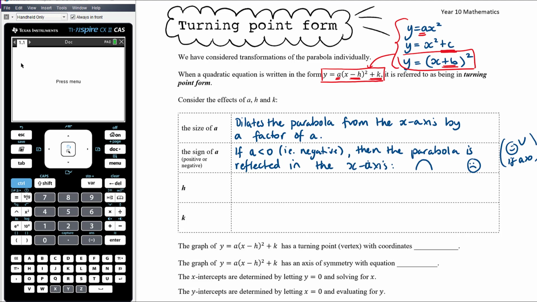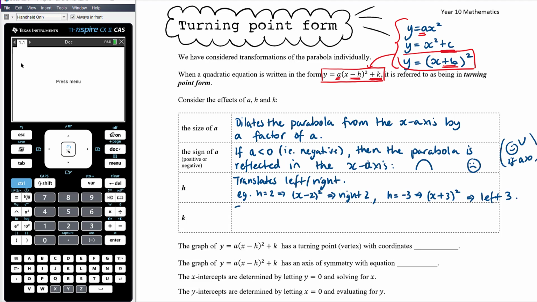Now h translates the graph to the left or right. Okay, let's put some examples here so we can be clear about what happens. So if h equals positive 2, that means we have x minus 2 all squared, and that goes to the right 2. If h were to equal negative 3, that means we have x minus negative 3, so x plus 3 all squared, and we go to the left by 3.